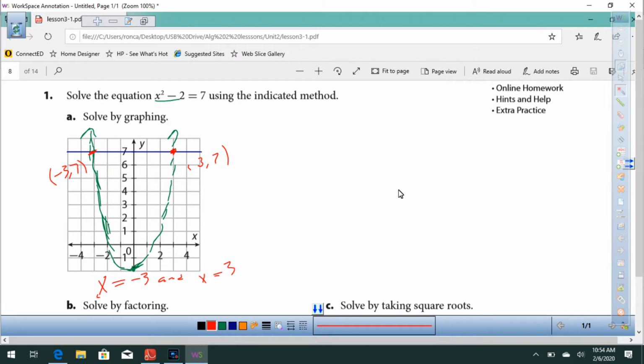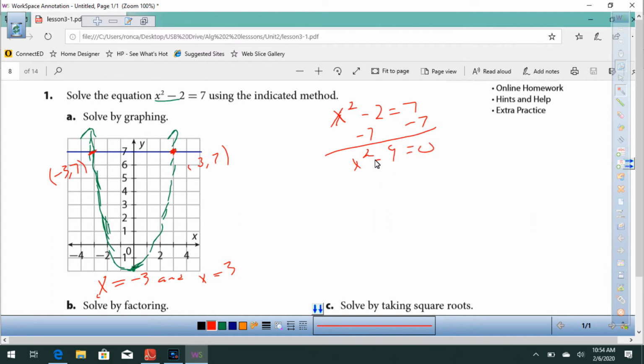Part B, solve by factoring. So we have x squared minus 2 equals 7. We need to get everything on the left side, so minus 7 from both sides. And we got x squared minus 9 equals 0.